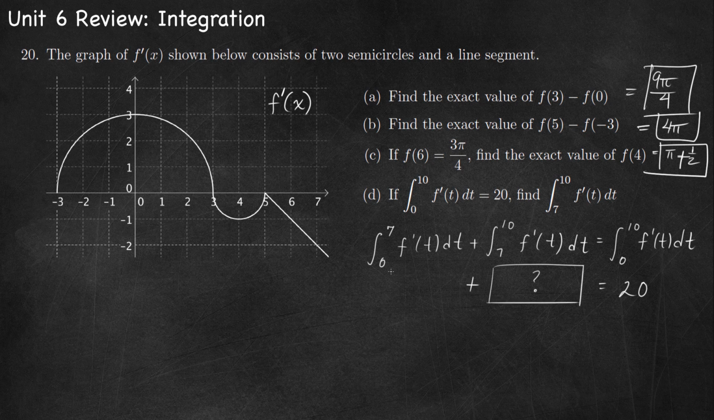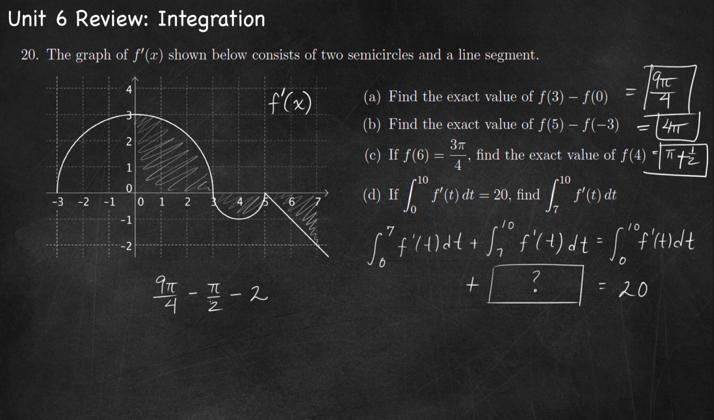But we can figure out the integral from 0 to 7 using area. So from 0 to 7, we want this positive area minus this area, and then we're going to minus this area as well. So from 0 to 3, that would be our 9 pi over 4. From 3 to 5, that's minus pi over 2. And then from 5 to 7, that's half of a 2 by 2 rectangle. Half of 4 is 2, so minus 2.